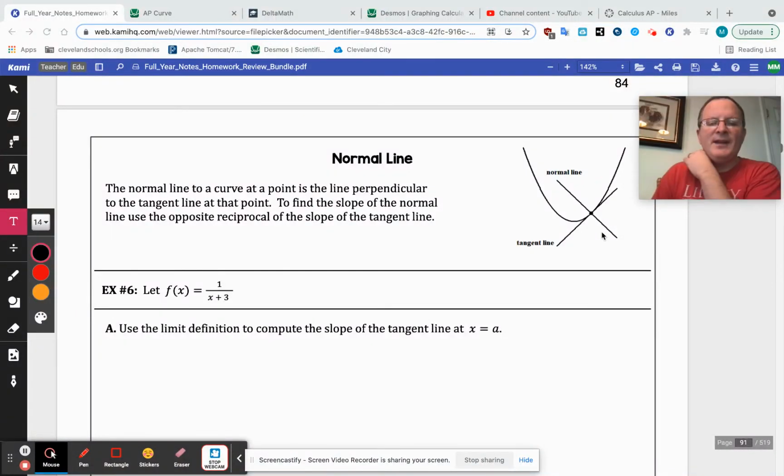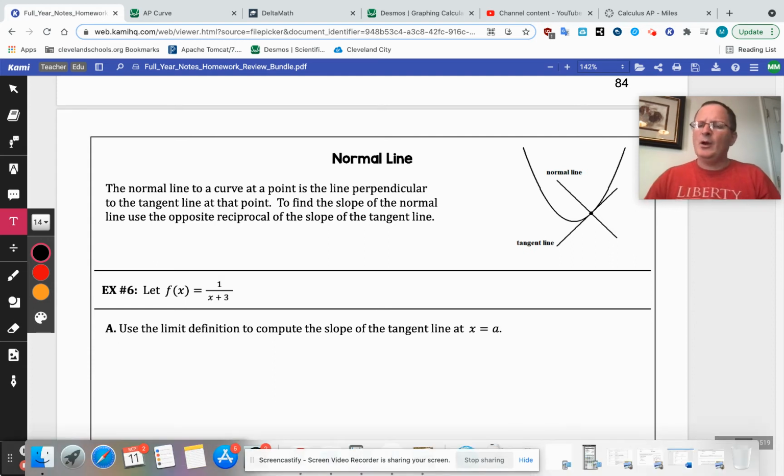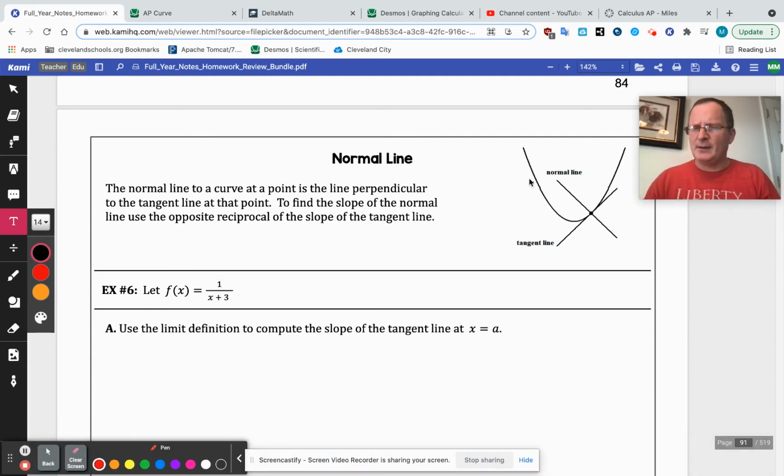Okay, so the next thing is talking about the line that's going to be perpendicular to the tangent line. I'm not really sure about the applications of that, but I'm sure they're out there. But the normal line is perpendicular. So once you found the slope, if you needed to find the slope of the line perpendicular to that, you would just do negative reciprocal.